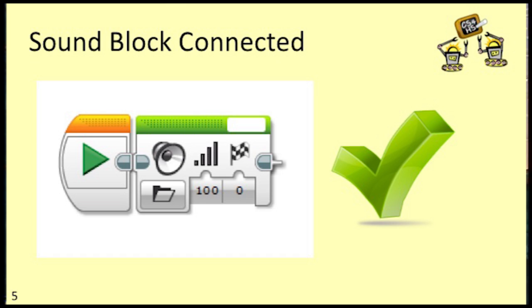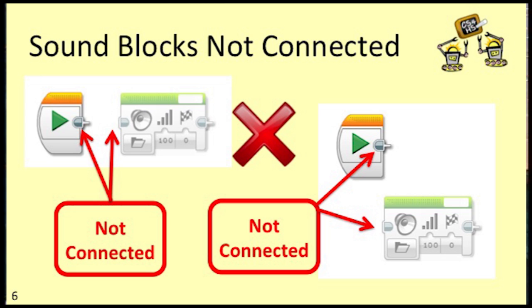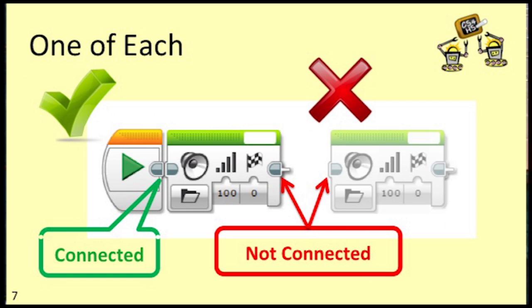So this program that you see here has one block, a sound block, that's correctly connected. In both of these examples, the sound blocks are not correctly connected. You can see how they're a little bit grayed out. As far as the EV3 is concerned, there are no blocks in either of these programs. Finally, take a look at this picture. You can see one sound block that's correctly placed and another that's not.